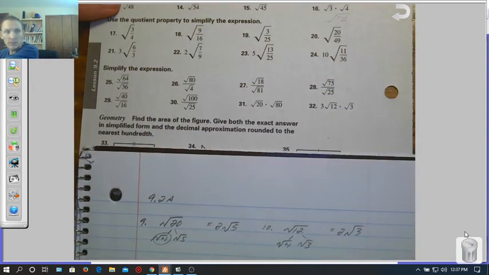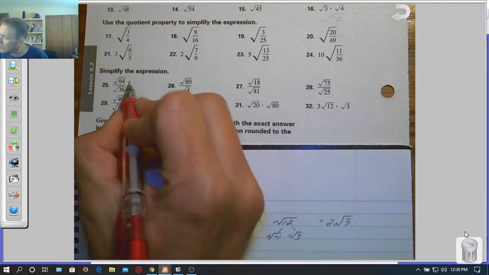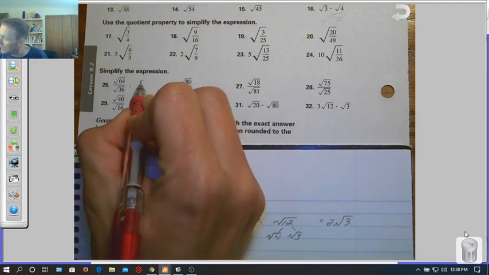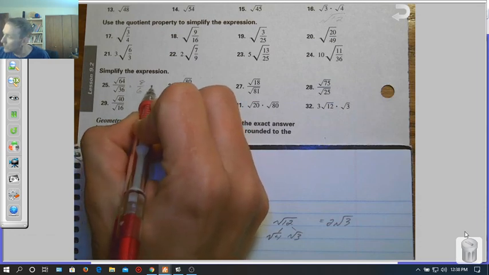If you look at the very last portion of our homework here, you're going to see that you have numbers that are in radicals on top and bottom. We can handle these in two different ways. We could simplify each one. So for example, this one here, I can take the square root and I can get 8 over 6 and then reduce that down to 4/3.